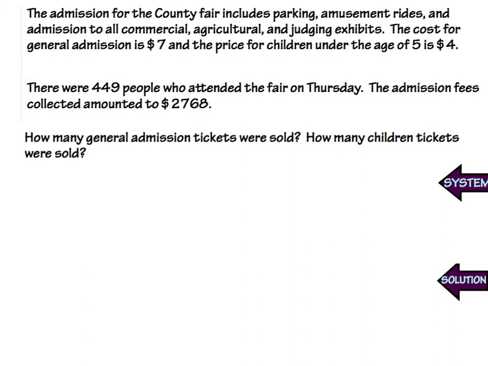Now, as you read that, there's a lot of information there. But really, they're only telling us information about two things. They're telling us information about how much it costs to go to the fair. So I know it's $7 for general admission and $4 for children under 5. And I know they collected $2,768. The other thing that they tell me about is there were 449 people who attended the fair. That means 449 general admission and children tickets were sold. Pause the video and take a moment to jot down two equations that you think will work for the system.